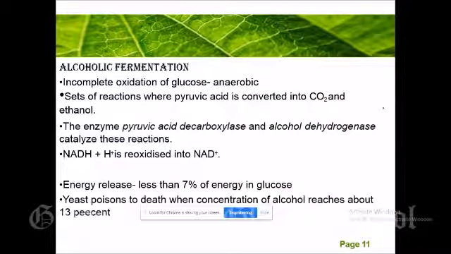Alcoholic fermentation, as I told you, takes place when the ethanol is formed, right? The pyruvic acid is there, and this pyruvic acid will be used to form the ethanol. Ethanol and carbon dioxide will also be produced, that is used in fermented beverages, like producing whiskey, beer, wine, etc.